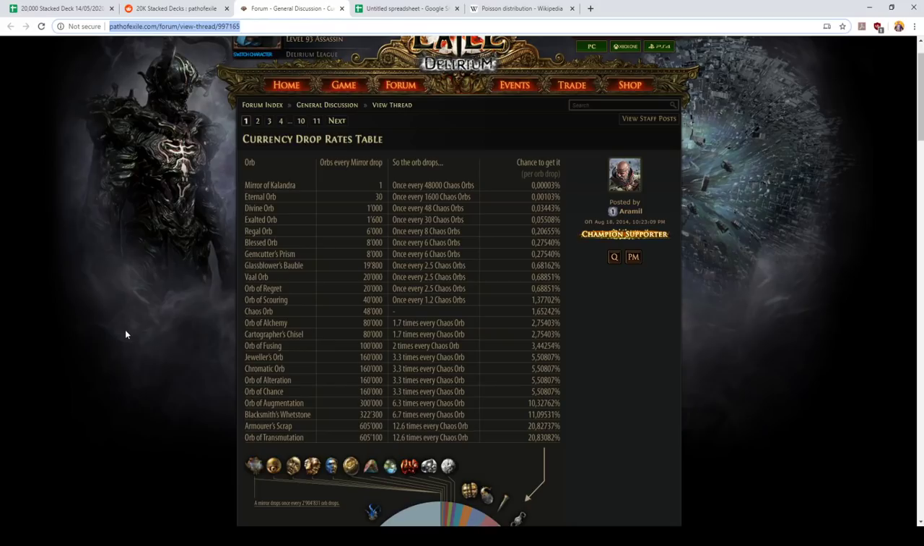They do match up with the experience of Slippery Jim, who recently did 10,000 burial chambers and recorded all of his results online. And you'll notice here that for every one Mirror of Calandra that drops, 30 Eternal Orbs. That shows you how long ago this information was data mined. Eternal Orbs haven't dropped for a very long time. But for every one Mirror, there's 1,000 Divine Orbs that drop, 1,600 Exalts. That fits my experience. Divine Orbs feel rarer than Exalts.